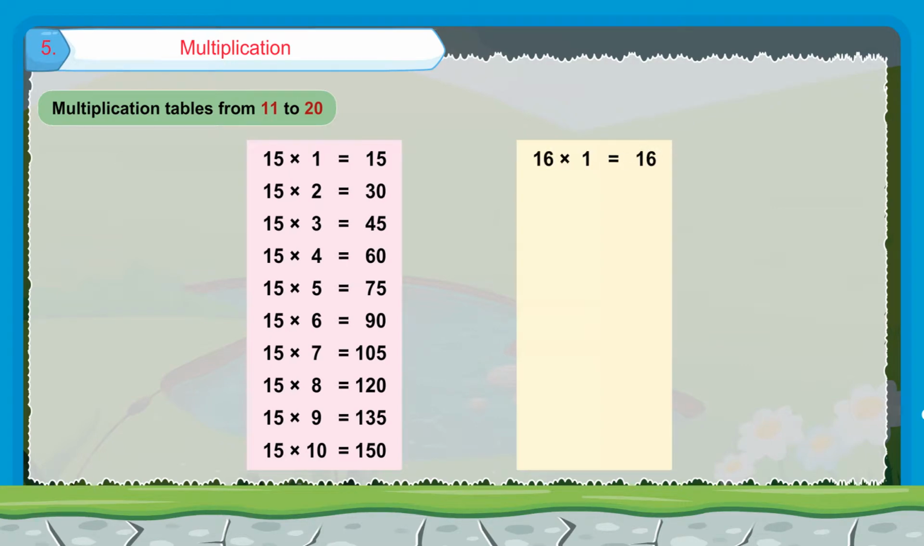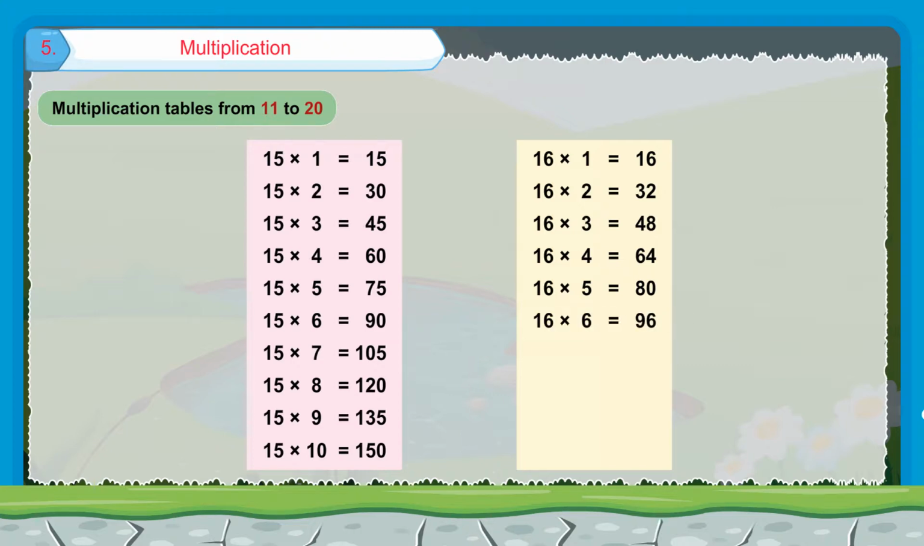16 into 1 is equal to 16. 16 into 2 is equal to 32. 16 into 3 is equal to 48. 16 into 4 is equal to 64. 16 into 5 is equal to 80. 16 into 6 is equal to 96. 16 into 7 is equal to 112. 16 into 8 is equal to 128. 16 into 9 is equal to 144. 16 into 10 is equal to 160.